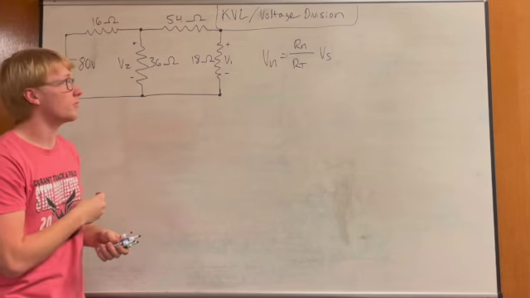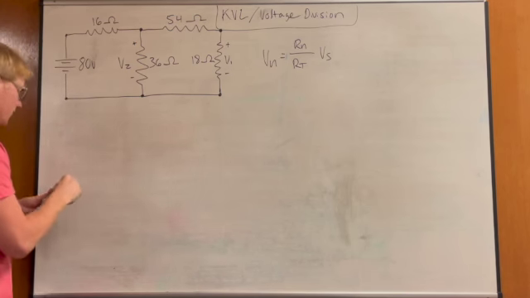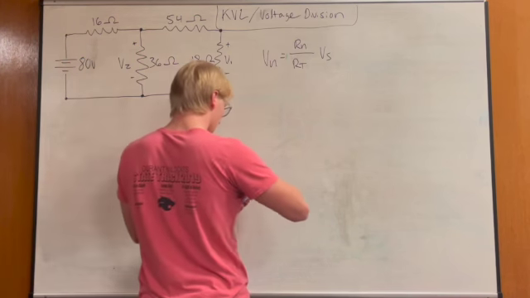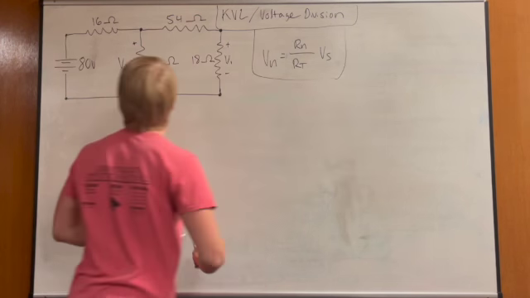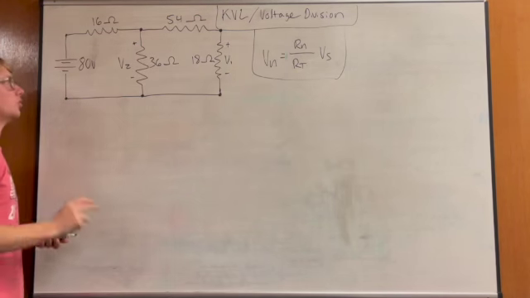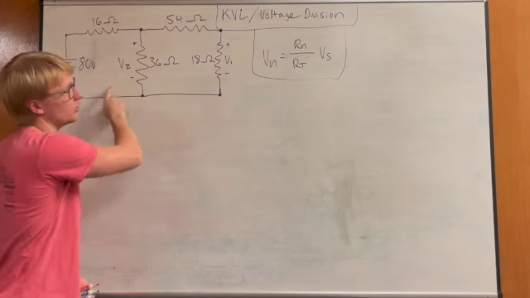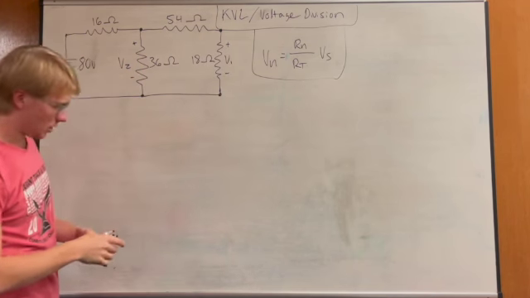For the second half of the video, we're going to do voltage division, like I said. This is the equation that we're going to be using for voltage division. We're going to be finding the voltage across this resistor, V2, and the voltage across this resistor, V1.